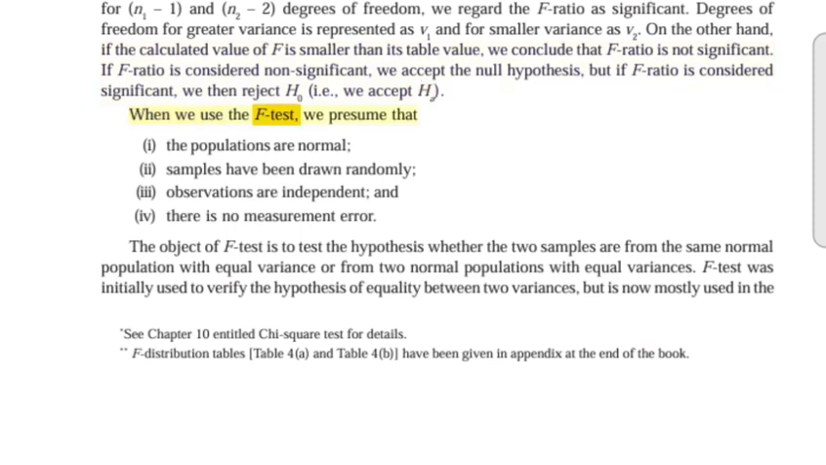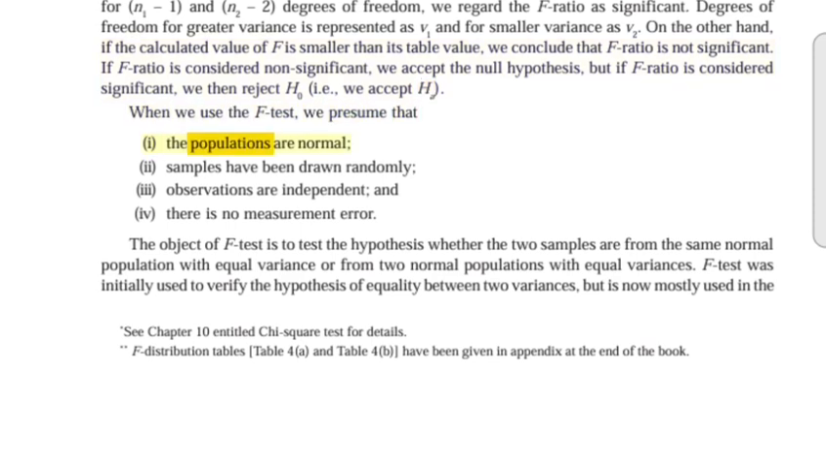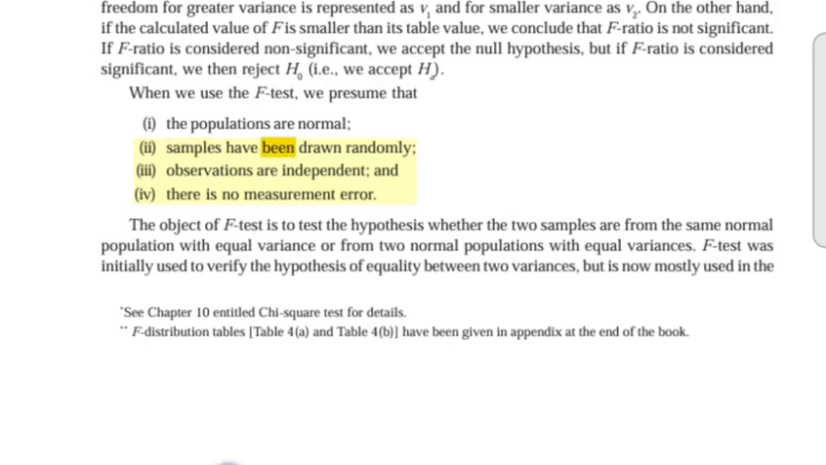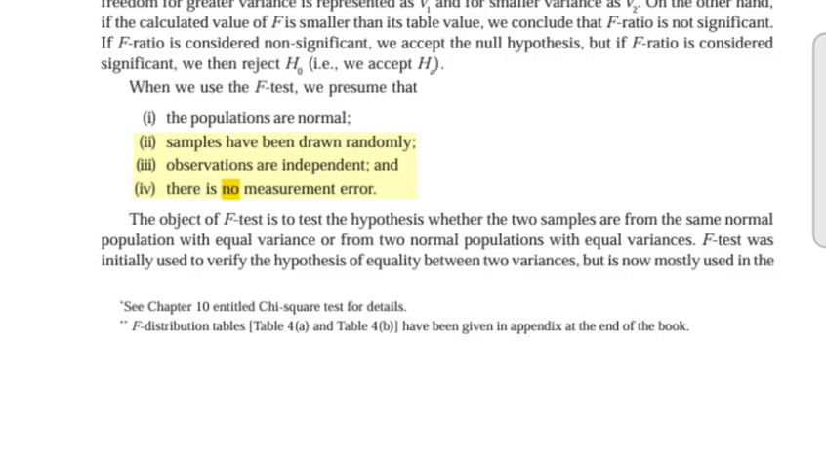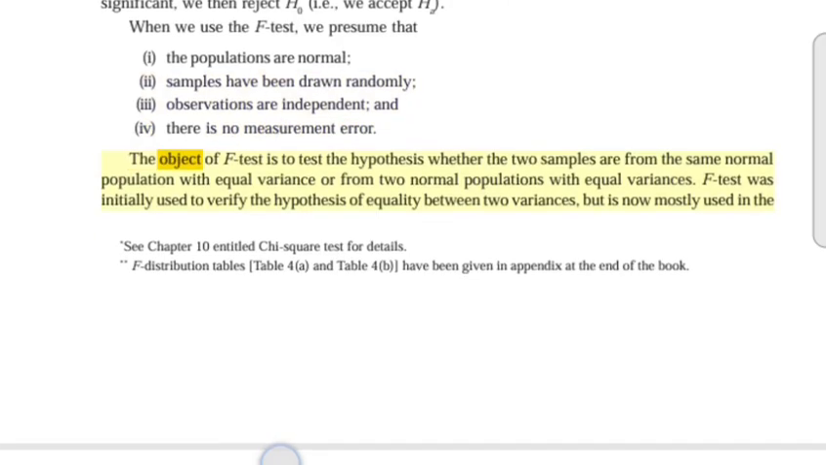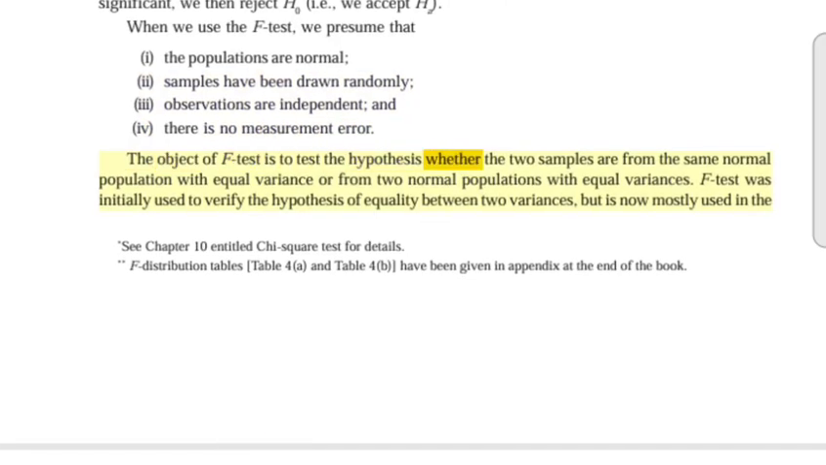When we use the F test, we presume that (i) the populations are normal, (ii) samples have been drawn randomly, (iii) observations are independent, and (iv) there is no measurement error. The object of the F-test is to test the hypothesis whether the two samples are from the same normal population with equal variance or from two normal populations with equal variances.